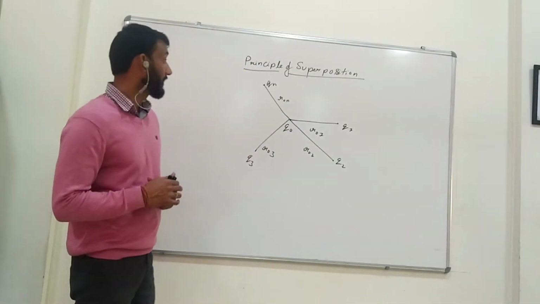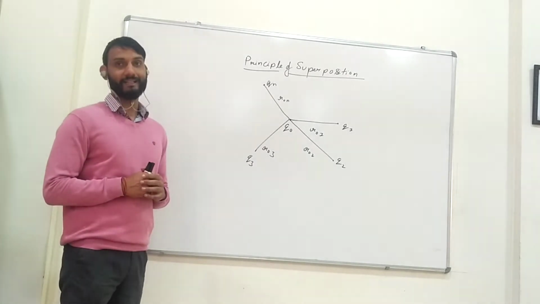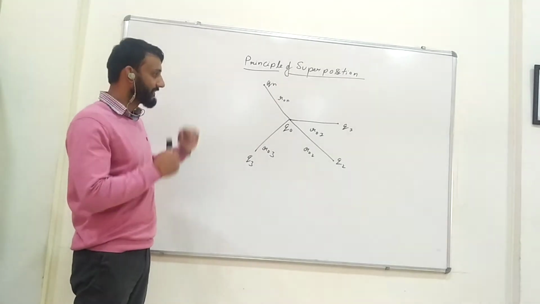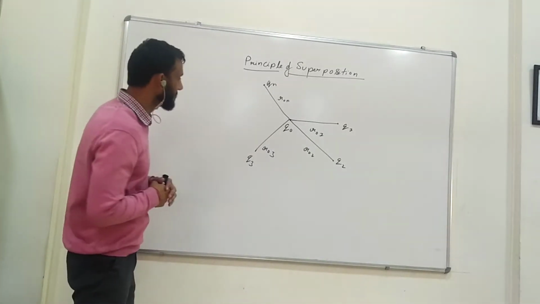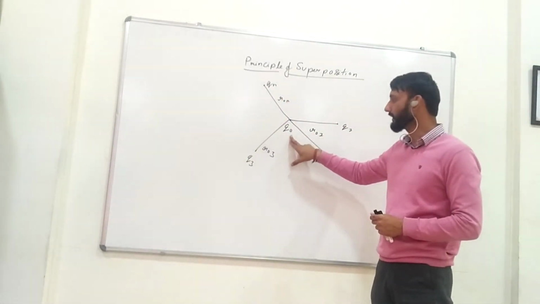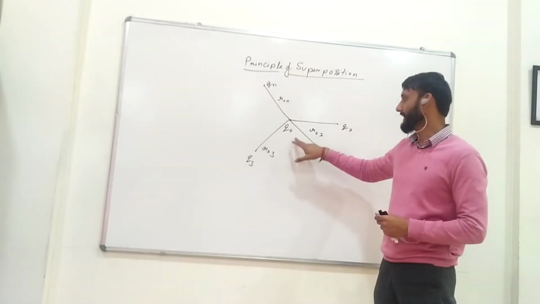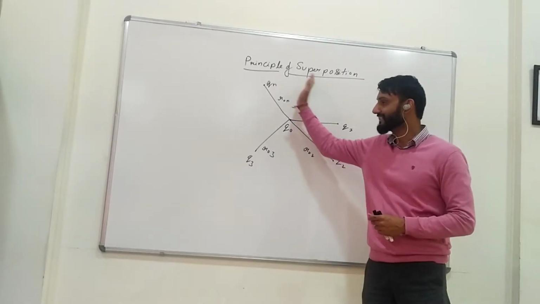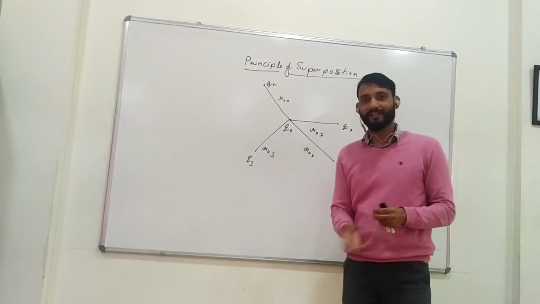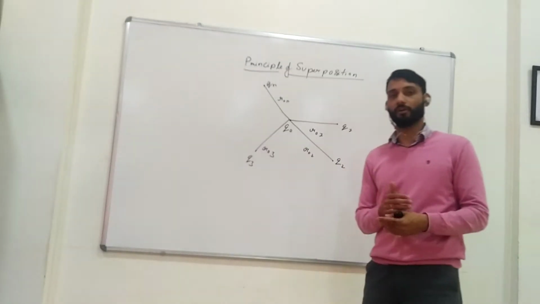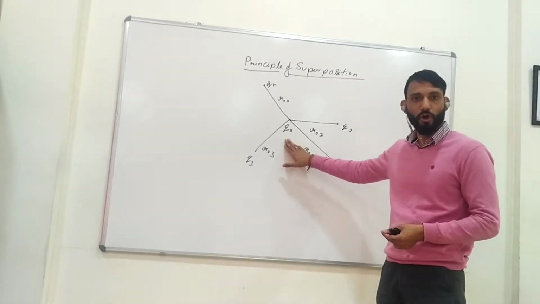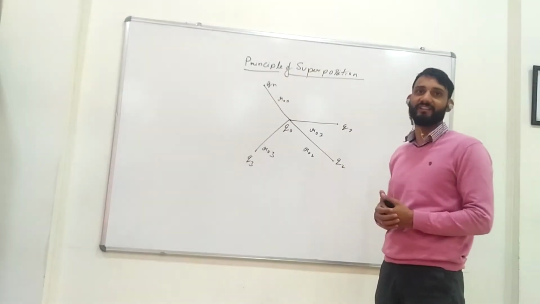Today we'll do one more topic of this chapter, electric charge, and the name of the topic is principle of superposition. It's a very simple topic, so let's begin. So, principle of superposition says that if you have a charge Q naught and this charge is kept somewhere where this charge is surrounded by so many charges, so obviously all these charges will interact with each other, but your aim or objective is to find out the force on this Q naught by all these different charges.